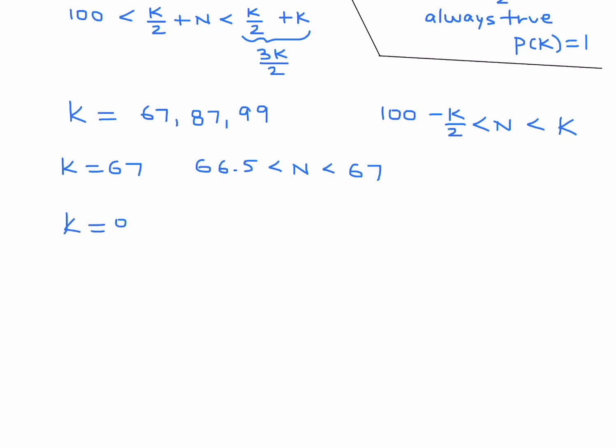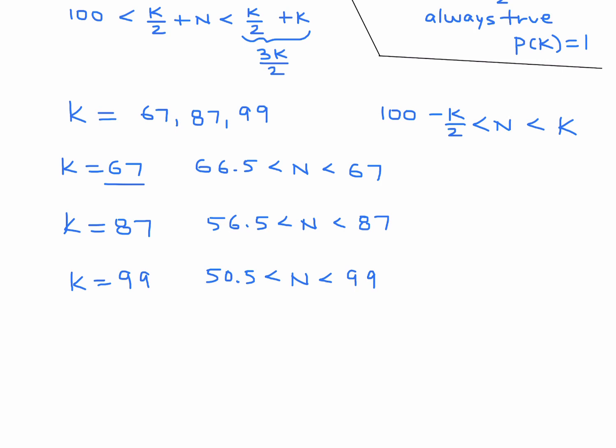When k is 87, we will have 56.5 is less than n is less than 87. And then when k is 99, we will have 50.5 is less than n is less than 99. And as you can clearly see, the range for n is smallest when k is 67. So clearly the minimum pk is when k is 67.